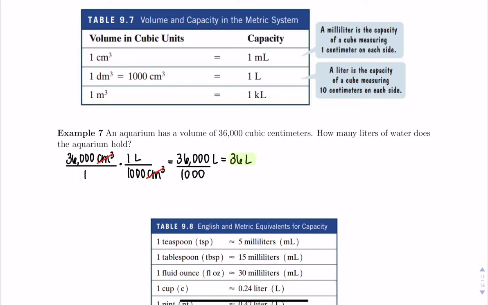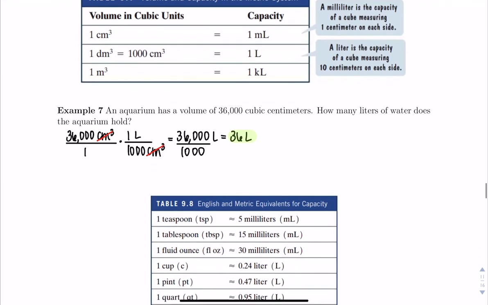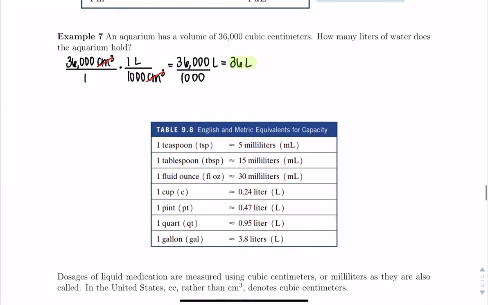In the table below, we have the English and metric equivalents, so we can convert them for capacity. So a teaspoon is about 5 milliliters. A tablespoon is about 15 milliliters. 1 fluid ounce is about 30 milliliters. A cup is about 0.24 liters. A pint is about 0.47 liters. A quart is about 0.95 liters. And a gallon is about 3.8 liters.